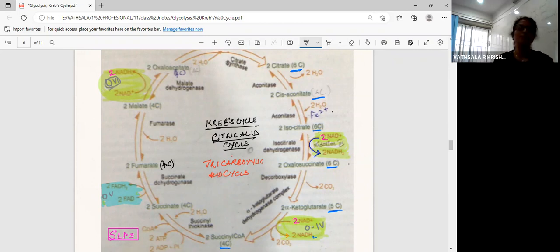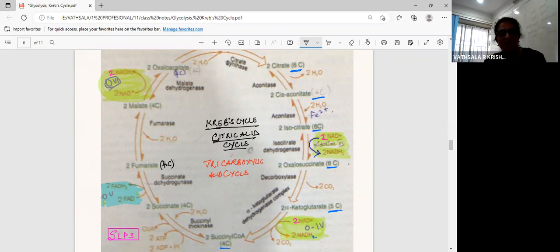So 1 has happened in glycolysis. 2 has happened from pyruvate to acetyl-CoA. 3 here, 4, 3 when? Isocitrate to oxalosuccinate. So now glutarate to succinyl-CoA. So now succinate to fumarate 1 and malate to oxaloacetic acid in the end 2. So every time, so there are 6.